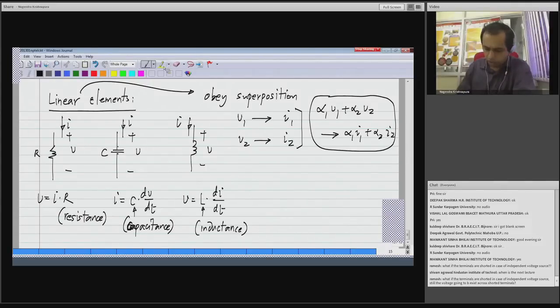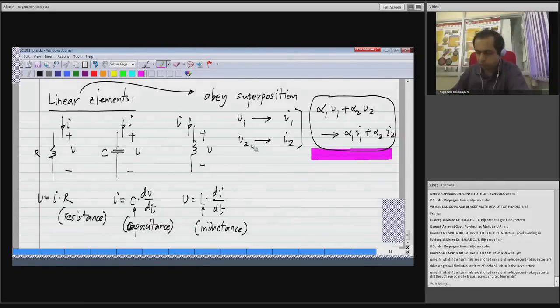Now all of these are linear elements. In case of the resistance, it's pretty obvious why it is linear. The relationship is proportional, and that will give you linearity. And in case of capacitance and inductance, the time derivative is a linear operator, and hence these elements are also linear, which means that they will follow this principle. It can also be in the other direction, that is, if I1 gives you V1 and I2 gives you V2, alpha 1 I1 plus alpha 2 I2 will give you alpha 1 V1 plus alpha 2 V2. So that is essentially what we discussed in the previous lecture.